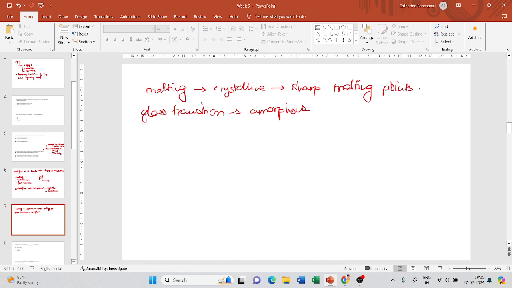Okay, say your ice has a melting point of 100 degrees Celsius. Your ice has a freezing point or crystallization point of 0 degrees Celsius, right? Whereas your glass transition temperature, you cannot associate a single temperature at which it starts to melt. It will melt over a range of temperatures.